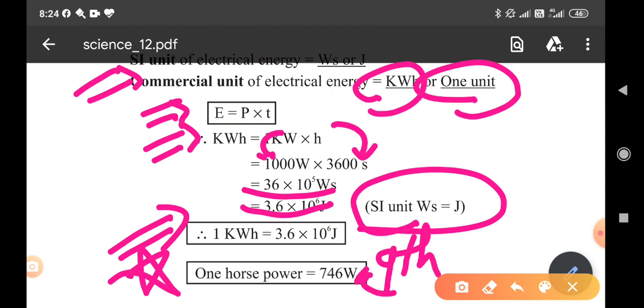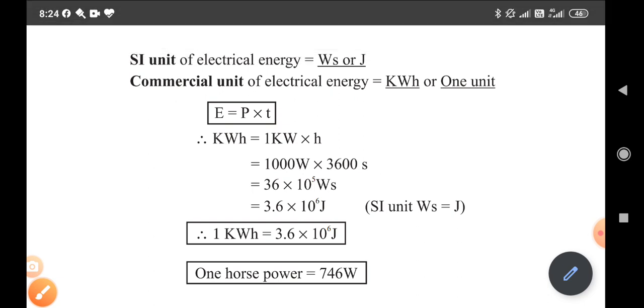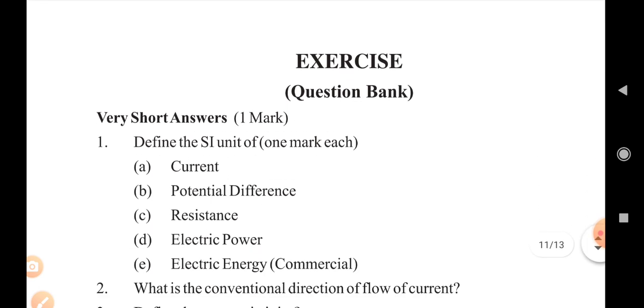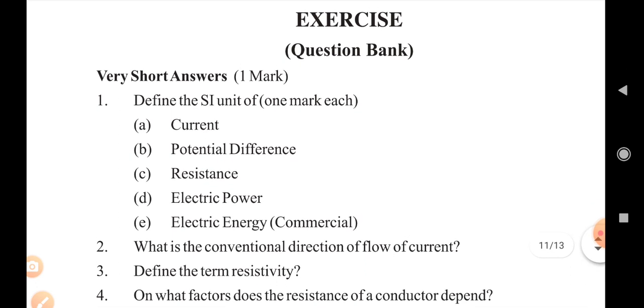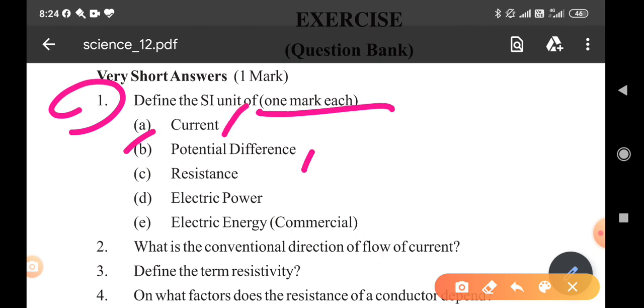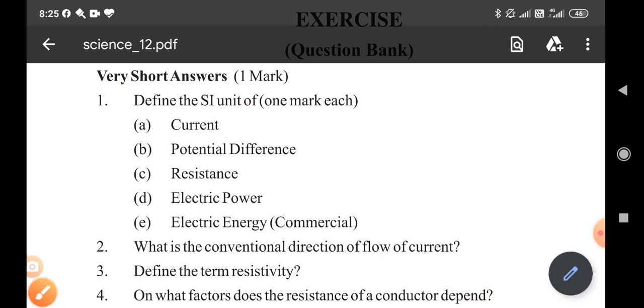After completing this chapter, you must try answering the following questions. These are 1 mark questions. For example, the first question is, define the SI unit of current. Number 2, potential difference. Number 3, resistance. Number 4, electric power. Number 5, electric energy. All are discussed in our episode.